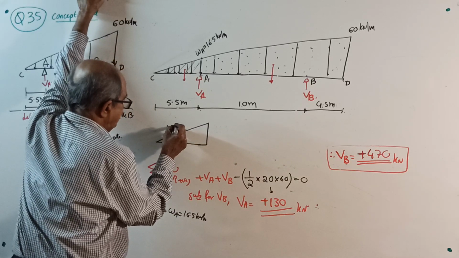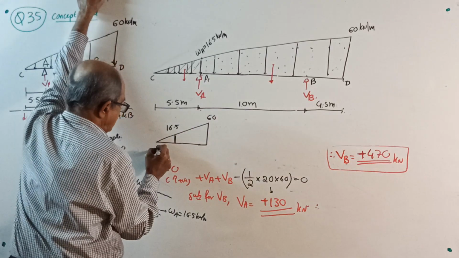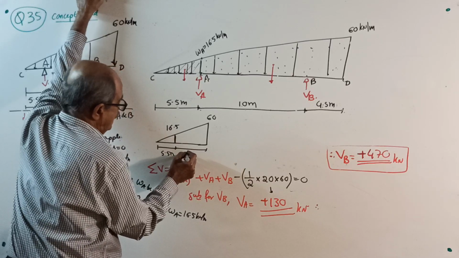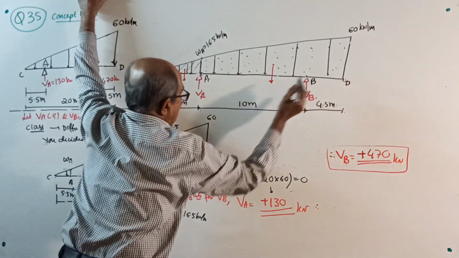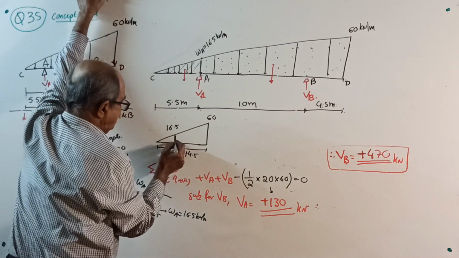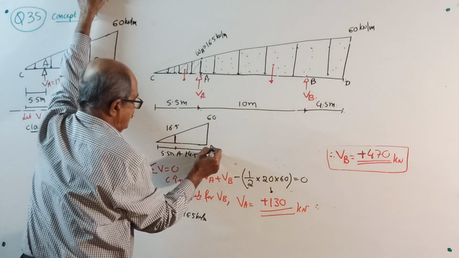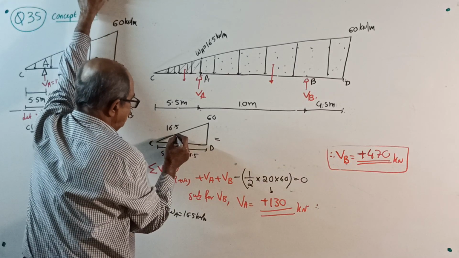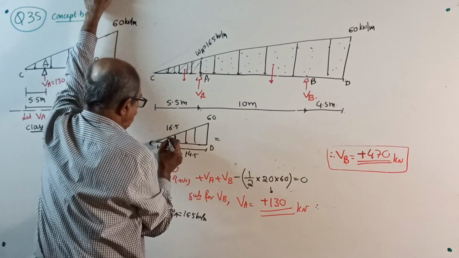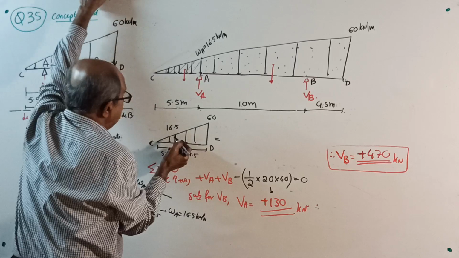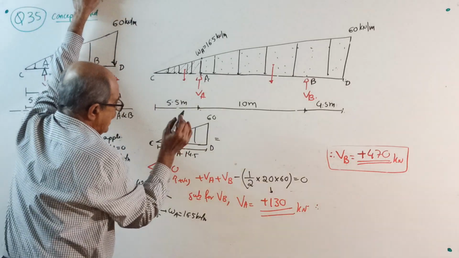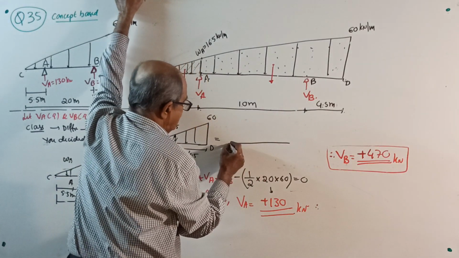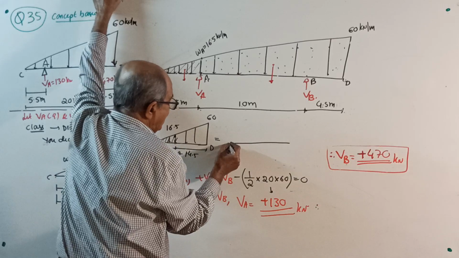This is 16.5. Okay. This is 60. This length is 5.5 meter. This is from here up to here, full 14.5 meter. Okay, this is A. This is D. This is C. Now this loading, this I am not disturbing, this I will remain as it is. I replace only this trapezium, so it will come this way. From here to here, triangle.